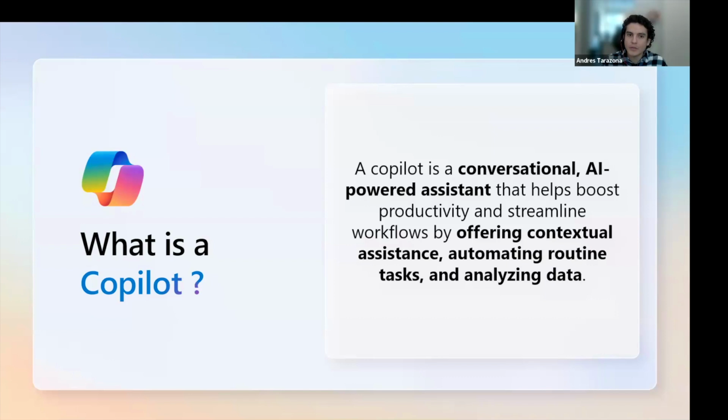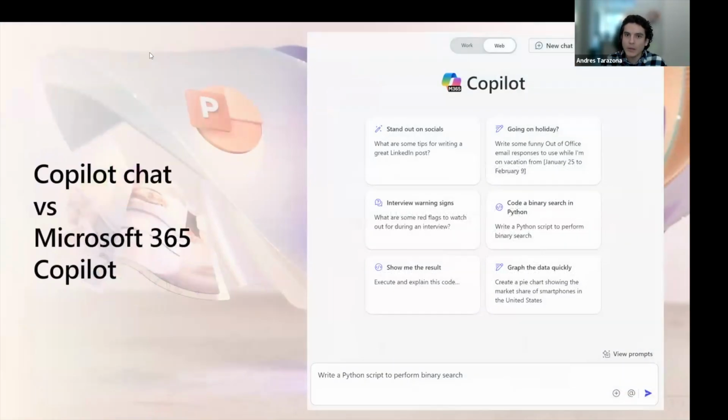You're going to find that there are several copilots available. Let me check. I'm not sure if you're able to view this top part, where there is a toggle that says Work and Web. There are two different versions of Copilot. One of those is included in your Microsoft 365 license.